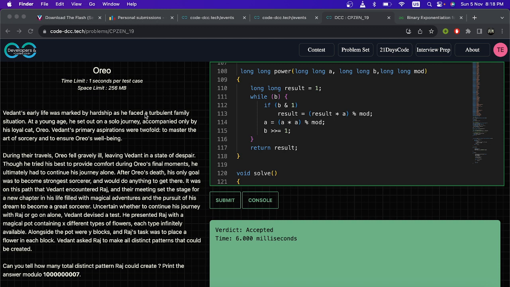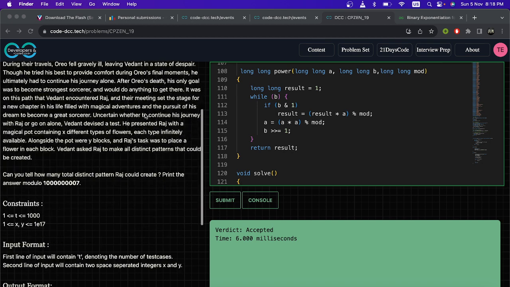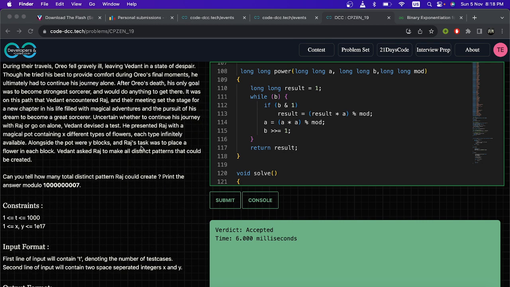Here we will be discussing the problem of day 19 of the 21-day challenge, and the title of the problem is Oreo. So in this problem, Raj has to make some patterns and you have to find out the total number of distinct patterns that he can create. So how is it happening?